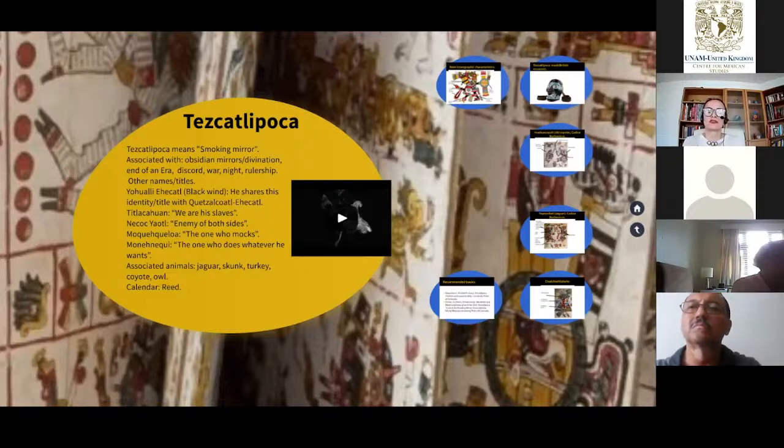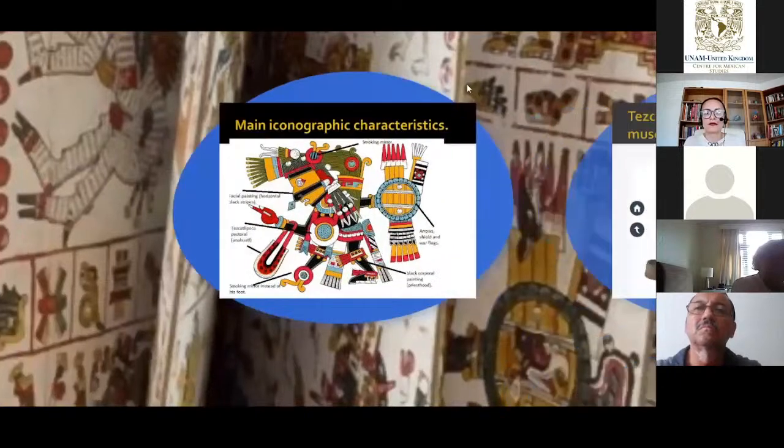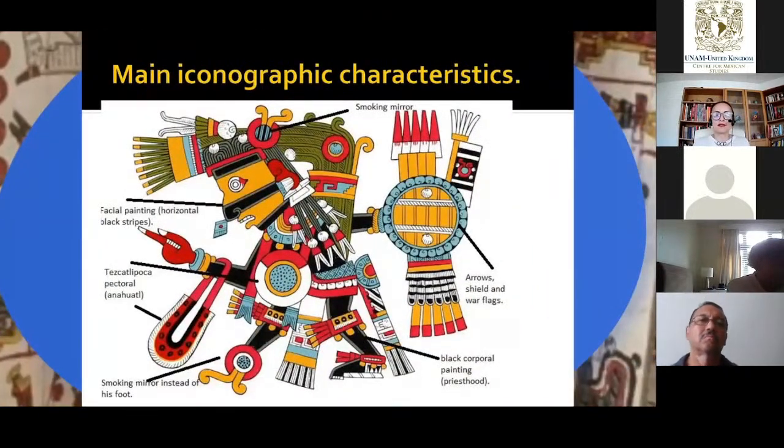That's part of his characteristics. He's a trickster, and he's associated with particular animals like the jaguar, the skunk, the turkey, the coyote, and the owl, and normally is related to the calendar sign Reed, and particularly he has a name that is Two Reed. So how do we identify this very important god? More importantly, the mirror. We know that his name is the smoking mirror. So the mirror is here, and he represents the smoke.